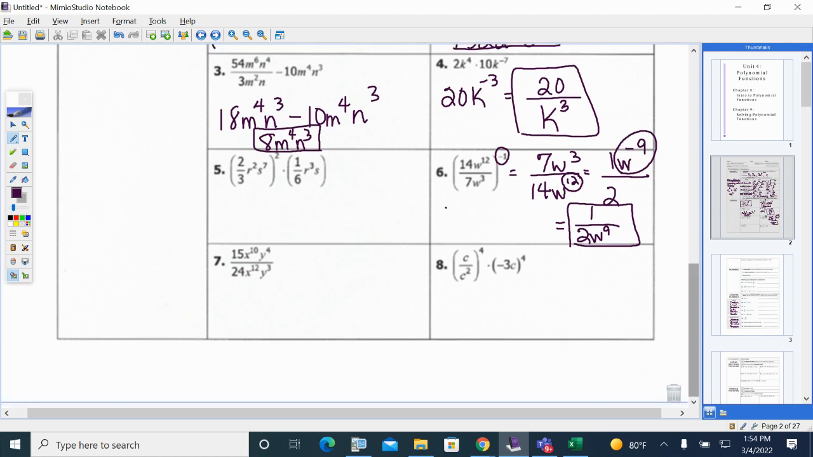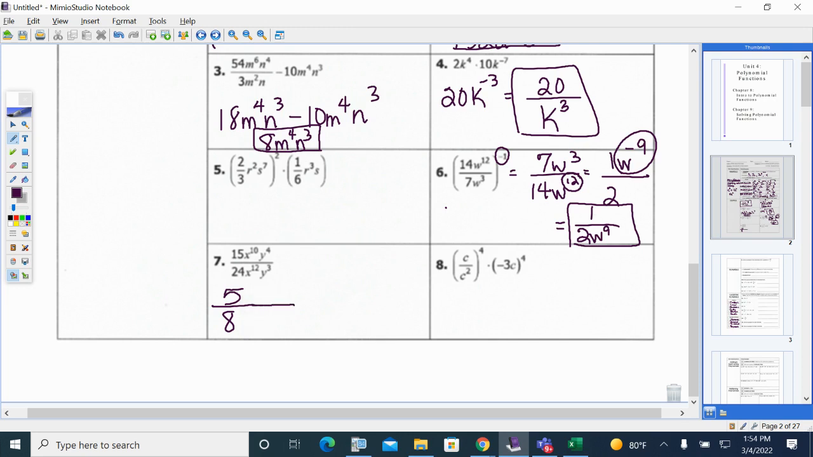So we're going to go ahead and reduce the 15 and the 24. What number goes into 15 that also goes into 24? That's going to be a 3. So that's going to change to 5 over 8. So looking at my x's, just the x's, I have an x to the 10th in the top and an x to the 12th in the denominator.